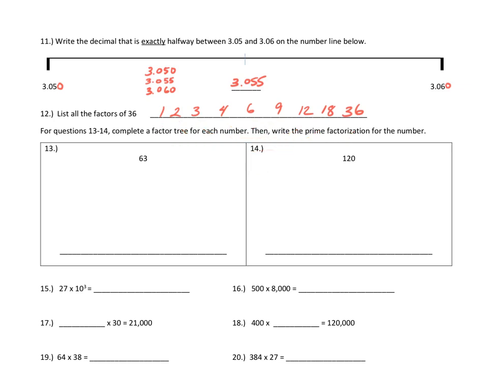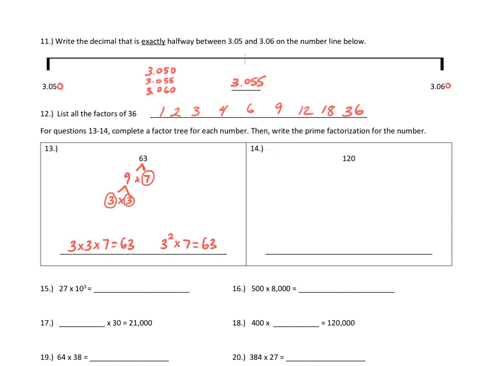On 13 and 14, I'm going to do a factor tree to find the prime factorization. So I'm going to split 63 up into 2 of its factors, and I can think of 9 times 7 is 63. 7 is a prime number, so I'm going to circle it. 9 is not. 3 times 3 is 9, and both the 3's are prime. So the prime factorization is 3 times 3 times 7 equals 63. I could also write that as 3 squared times 7 equals 63.